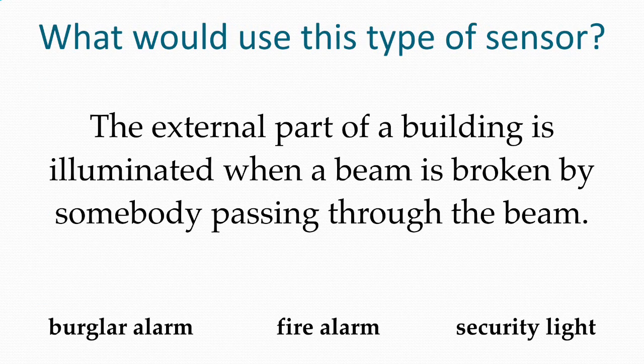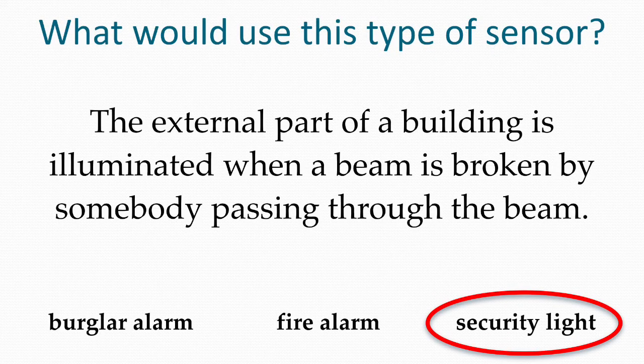We're going to start by discussing some types of sensing circuits. For a start, the external part of the building is illuminated when a beam is broken by somebody passing through the beam. Which type of system would use this? This type of system would be used in a security light.